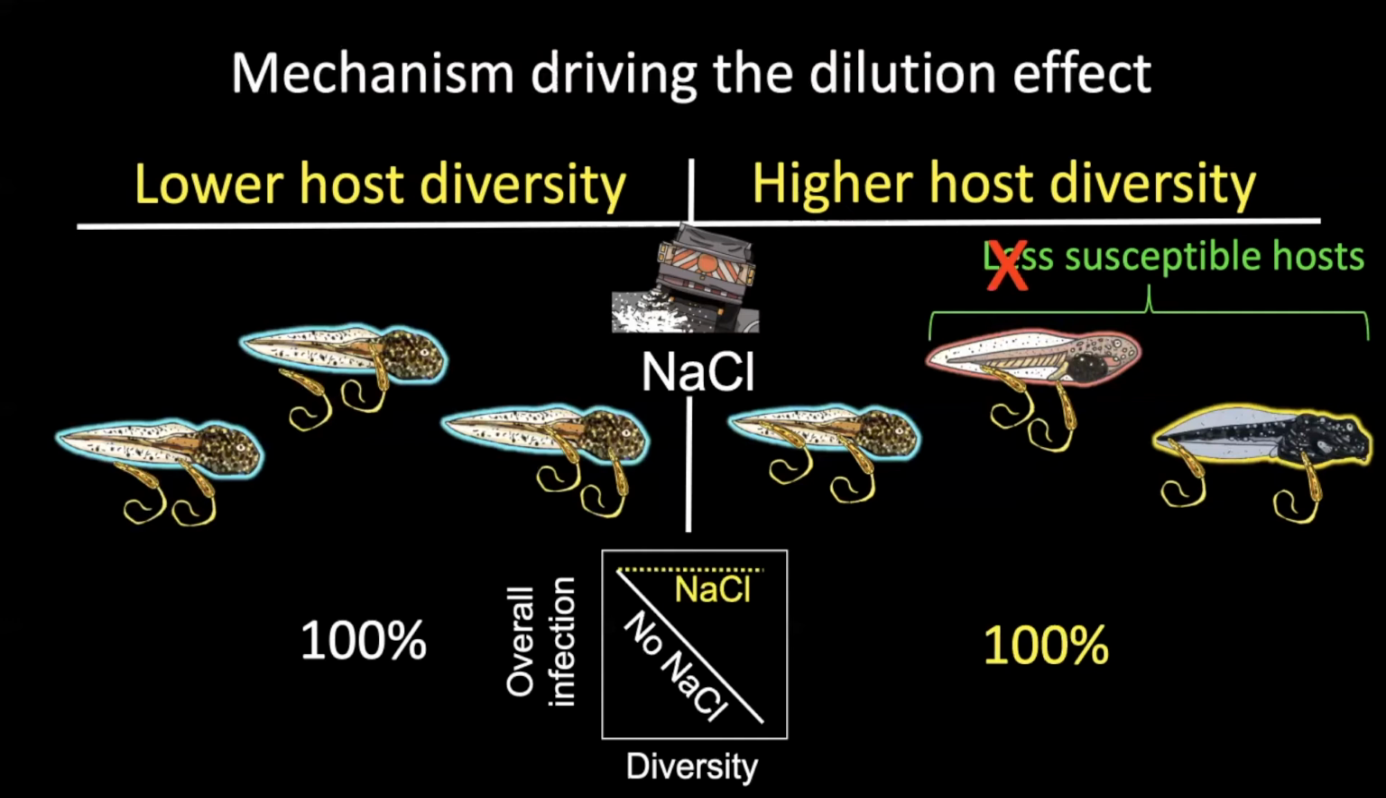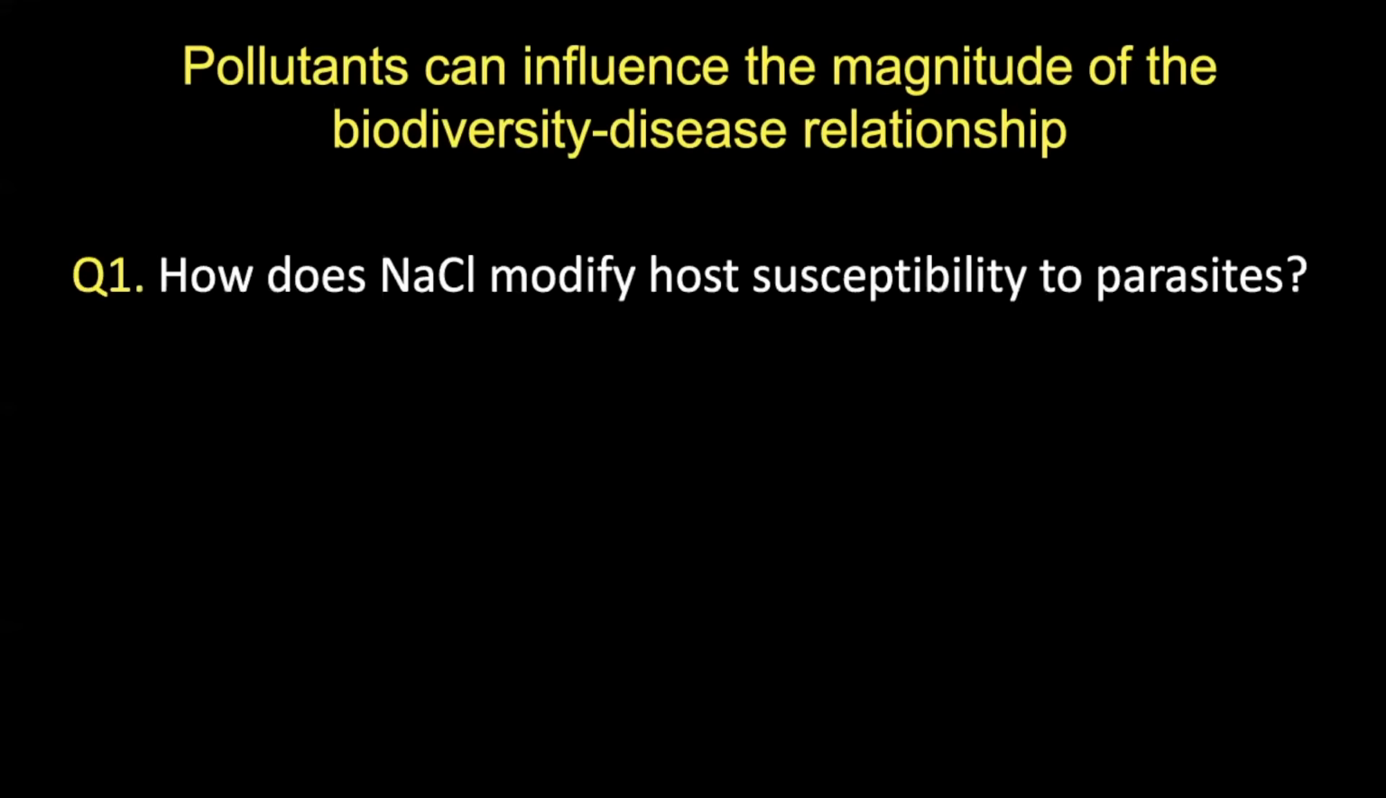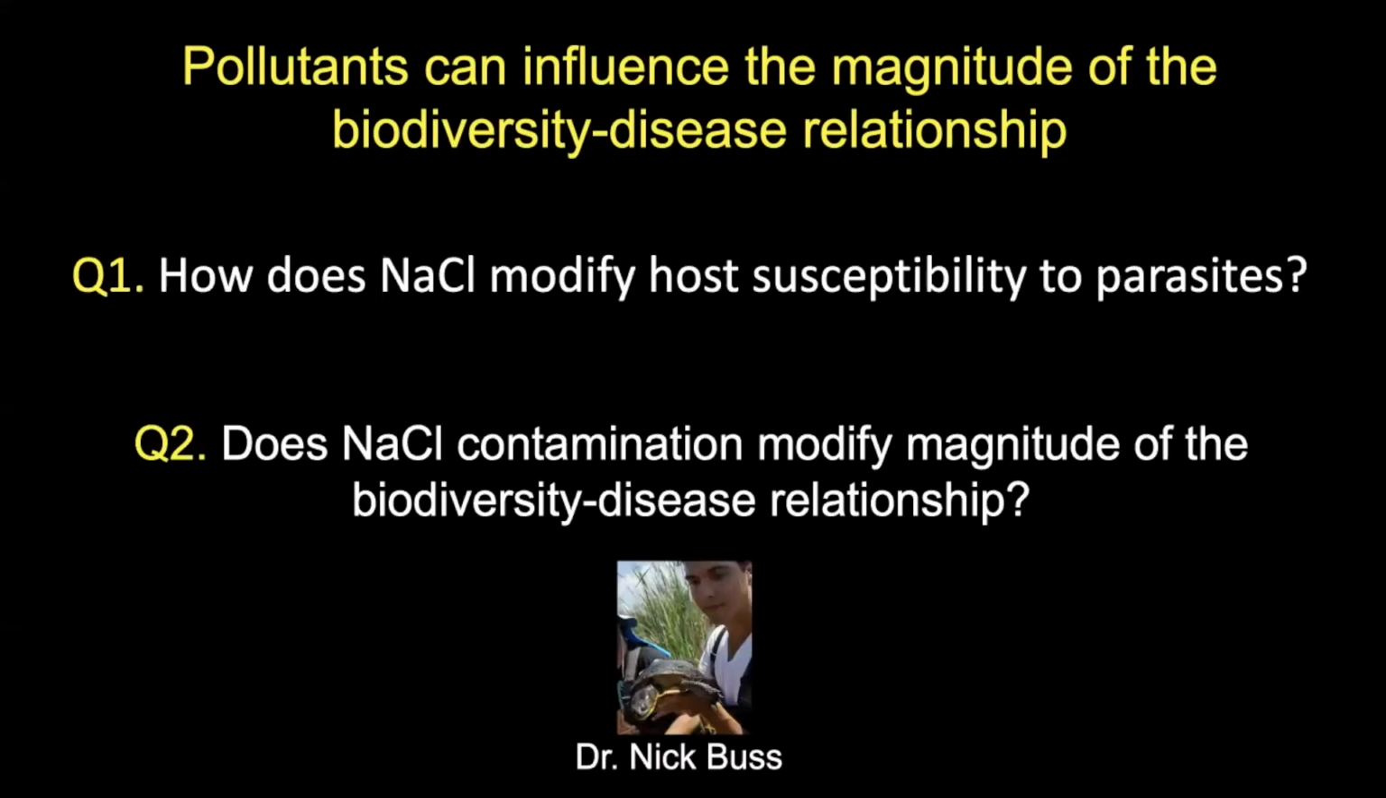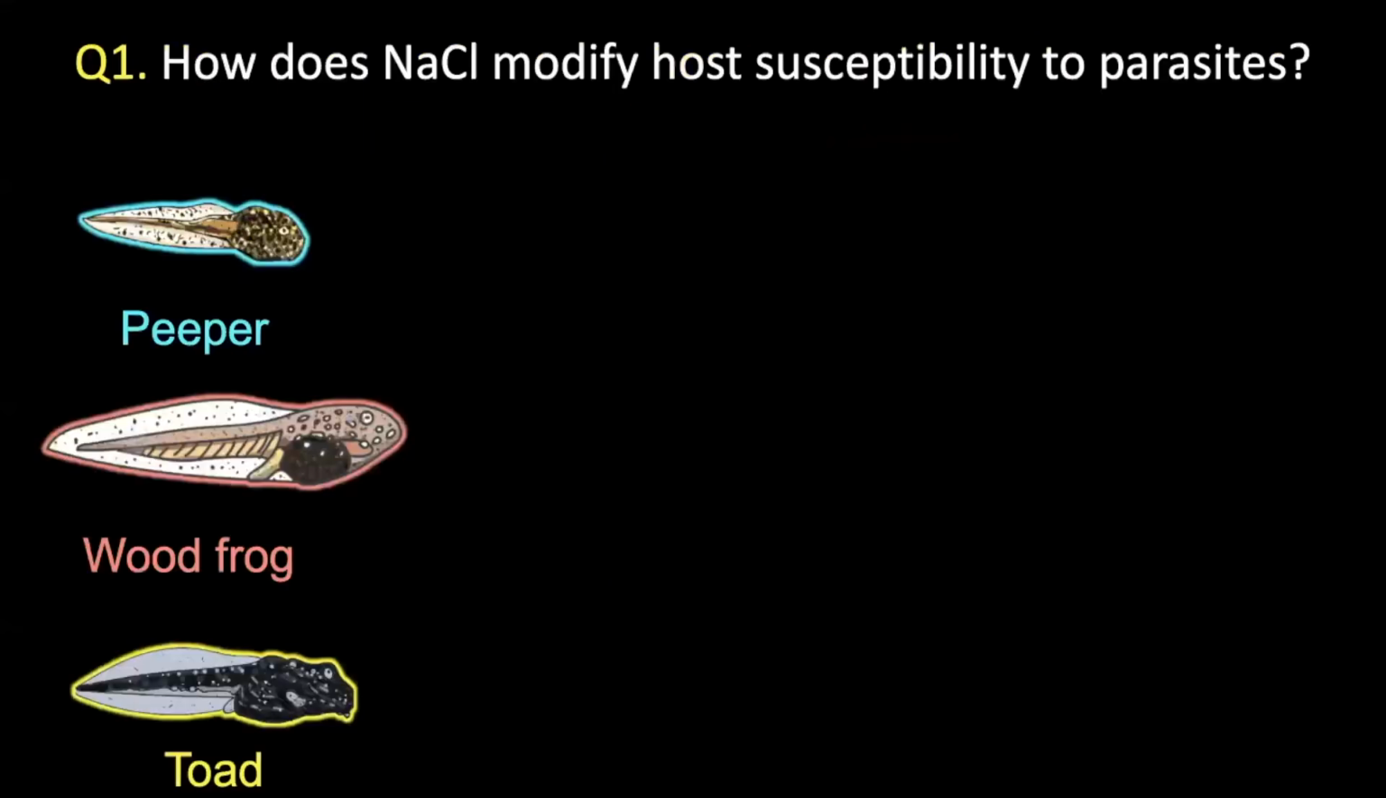And so taking a step back, we predicted that pollutants can influence the magnitude of the biodiversity disease relationship. To test this prediction, we had to ask two questions. First, how does sodium chloride modify host susceptibility to parasites? And then once we understand how salt changes patterns of susceptibility to parasites, we can then make predictions about whether salt can modify the magnitude of this biodiversity disease relationship. Again, this is work done by my former PhD student, Dr. Nicholas Buss. So how does salt modify host susceptibility to parasites?